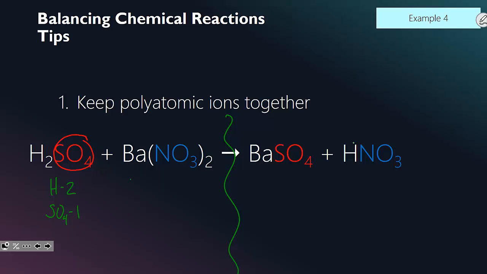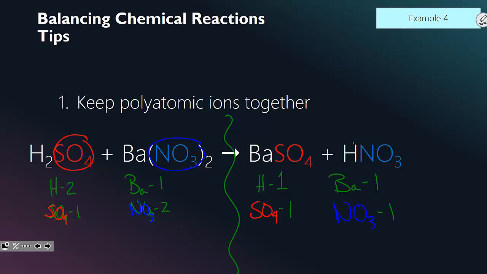I've got 1 barium and 2 nitrate ions. Again, I'm going to treat them as their own entity. And as long as they're the same on both sides, as long as my sulfate stays sulfate and my nitrate stays nitrate, this will save me a lot of headache. So on the product side, I end up with 1 hydrogen, 1 sulfate, 1 barium, and 1 nitrate. Obviously, this is not balanced.